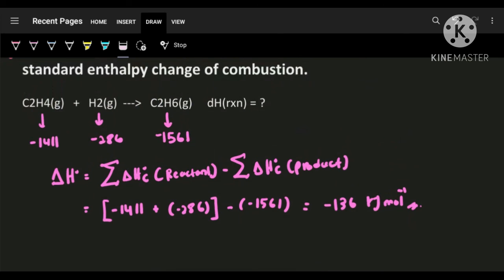Okay, so that's all the calculation of standard enthalpy change from standard enthalpy change of formation and standard enthalpy change of combustion. Thank you.